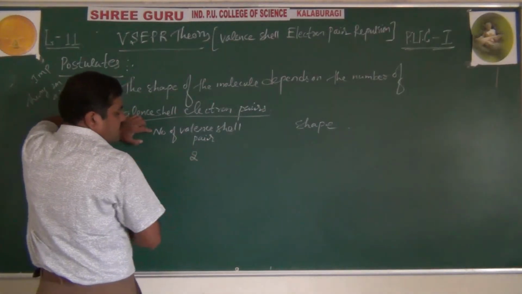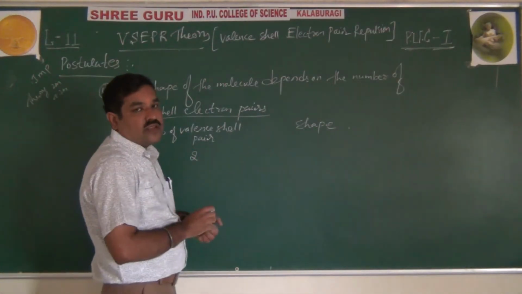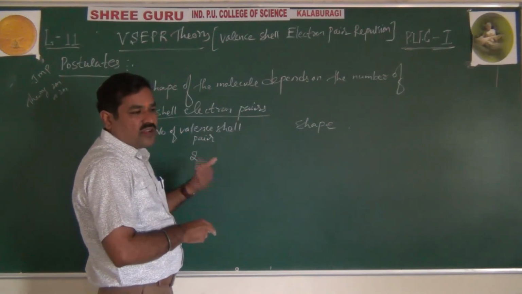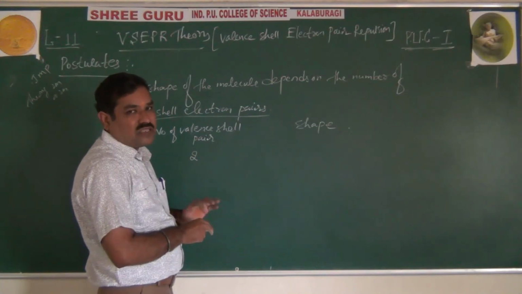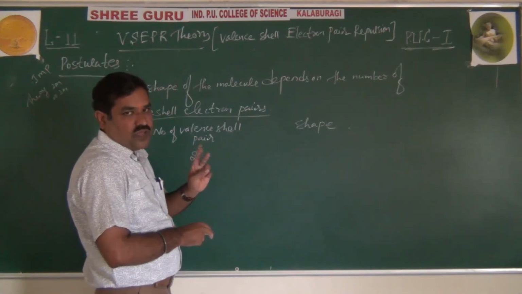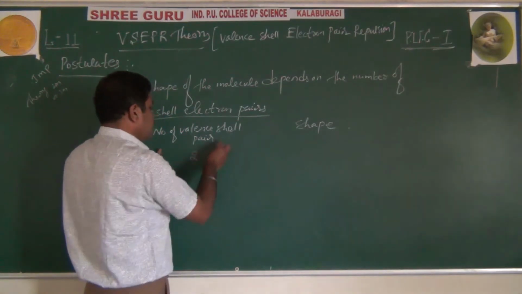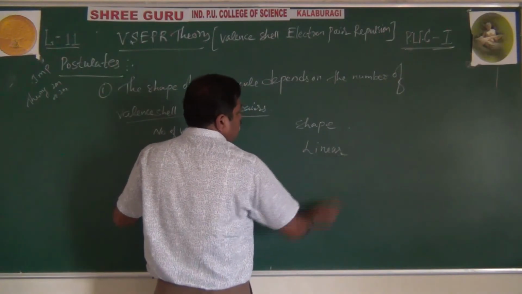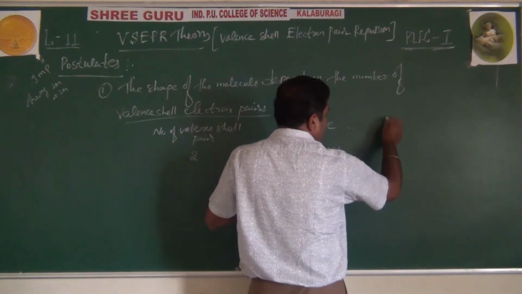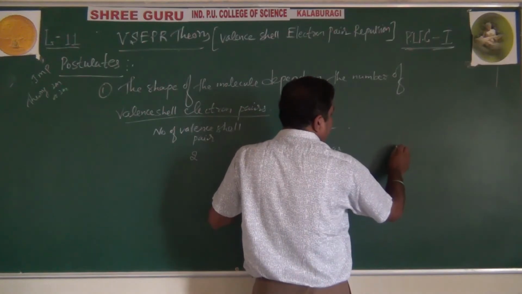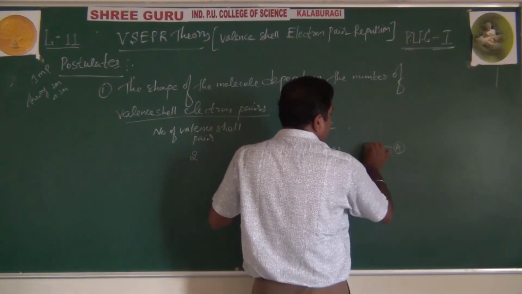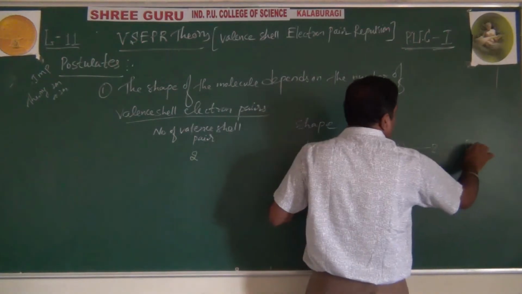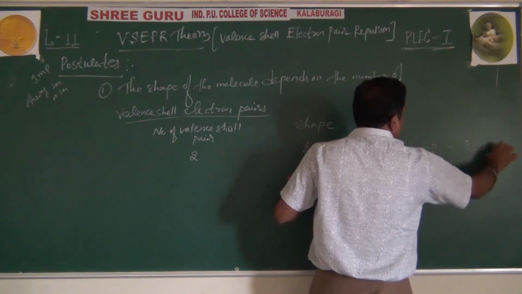If the number of electron pairs is 2, see, another important point: VSEPR theory is applicable only for those covalent molecules which have more than 2 resonance structures, minimum 2. Okay? That's why, if the number of valence electron pairs is 2, then the shape of the molecule is linear. A atom surrounded by B and B. Example can be beryllium chloride and mercury chloride. Best example.